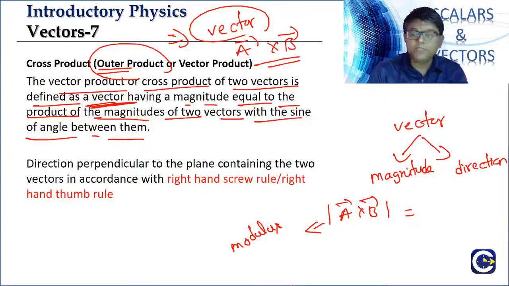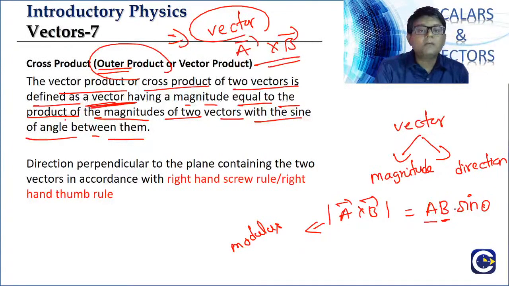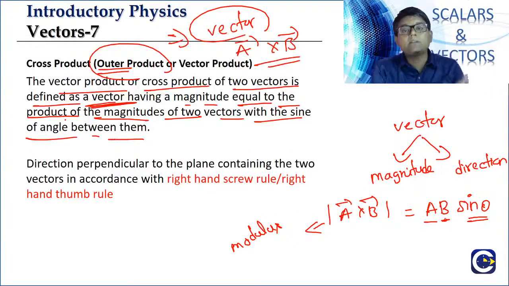Okay, now look at this. The magnitude will be equal to the product of magnitudes of the two vectors with the sine of the angle between them. Means it will be equal to A into B into sine theta. So it is equal to the product of magnitudes of the vectors with the sine of the angle between them. This is about the magnitude part.